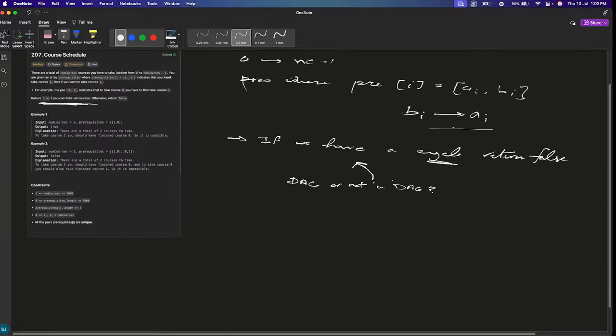So moving on, this number of courses is equal to 2, right? So this example 1, number of courses equal to 2, and then the prerequisites are 1, 0. So how do you make a graph out of this is the question for us. Because essentially this will become 0 to 1. So let's try to make a graph using prerequisites.